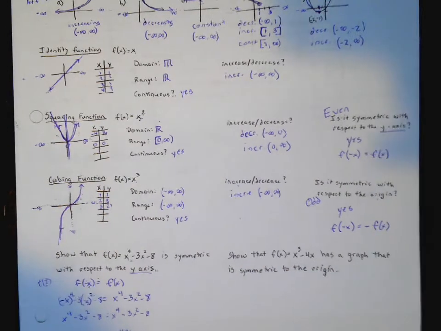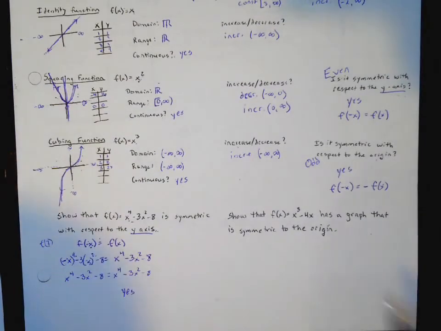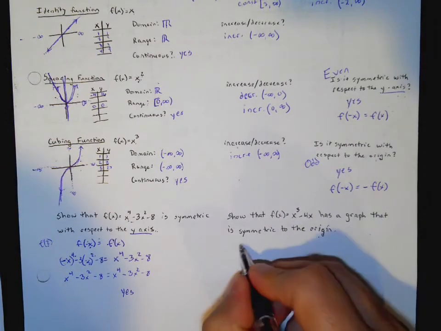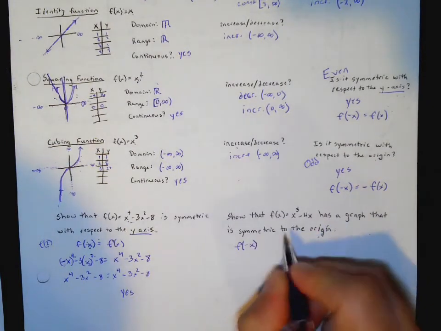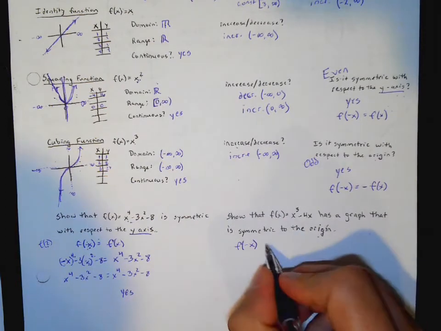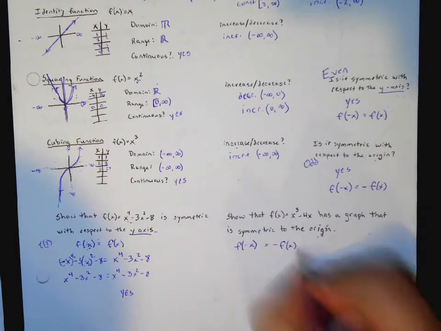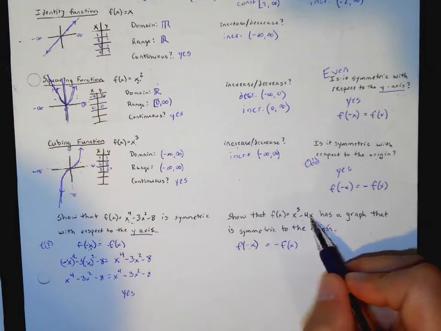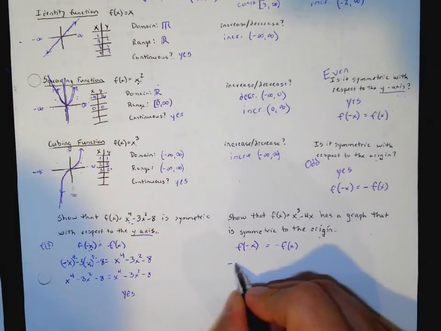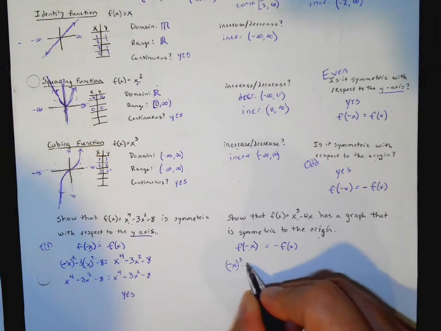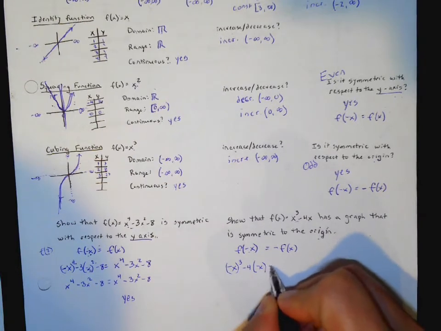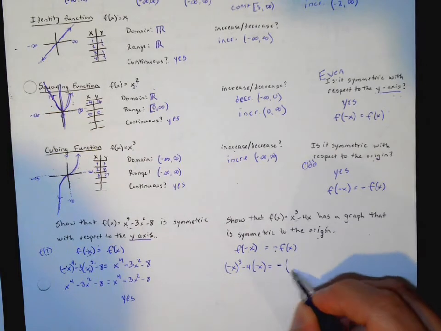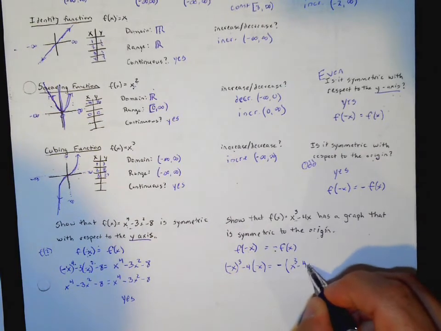Okay, now the next one there, we want to show if it's symmetric to the origin, so we're going to use this equation here. We want to show that f of negative x, so for both of them we're finding f of negative x, is equal to negative f of x. Okay, so once again, we're taking this negative x and plugging it in for both of the x's here. So we have negative x to the 3rd minus 4 times negative x. And on the other side, I want the negative of the whole function. So negative of this whole function.